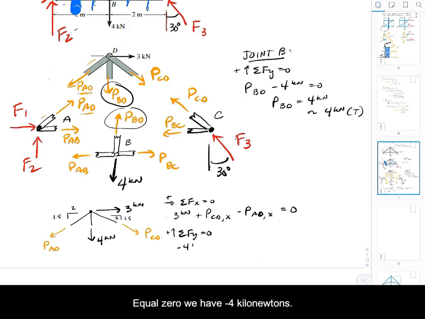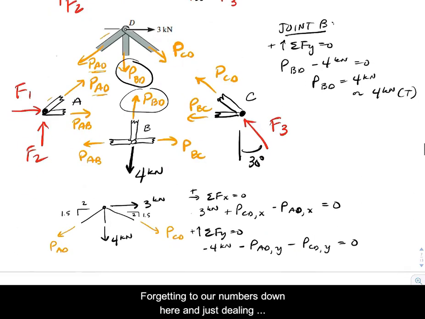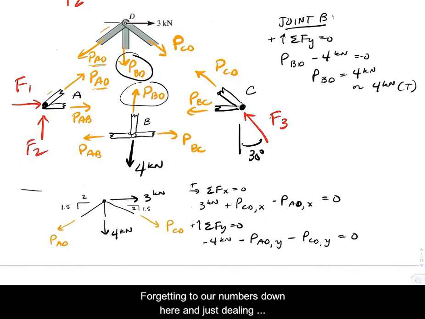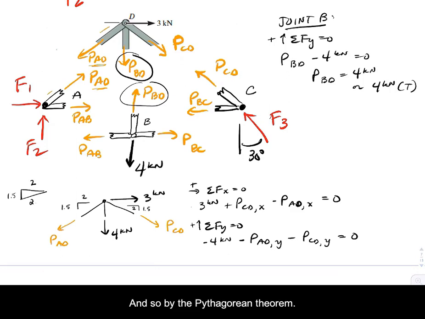We'd have minus 4 kilonewtons minus PAD in the y direction minus CD in the y direction. That has to equal 0. So getting to our numbers down here and just dealing with the geometry, 2, 1.5. And so by the Pythagorean theorem, you would find that the hypotenuse was 2.5.